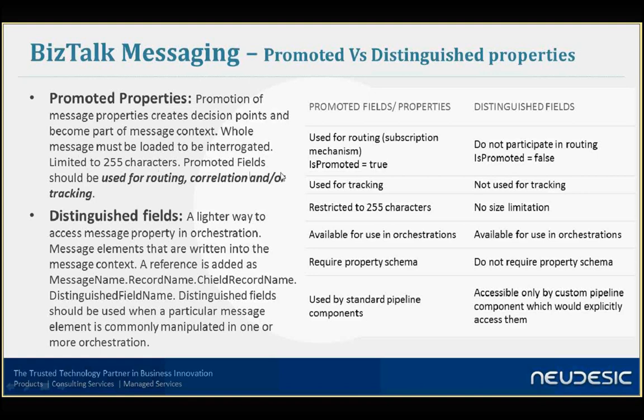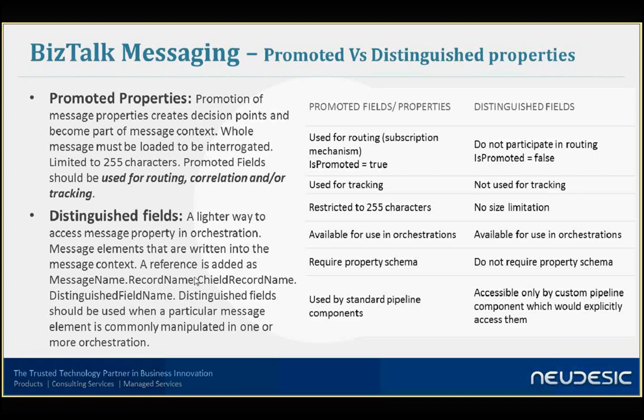And these promoted fields or properties can be used for routing, correlation, or tracking. So this is the main reason why we need promotion of a property. Then we have distinguished fields. A distinguished field is a lighter way of accessing any message property in orchestration. This distinguished field is like marking a property as distinguished, so it is like writing a property in message context.